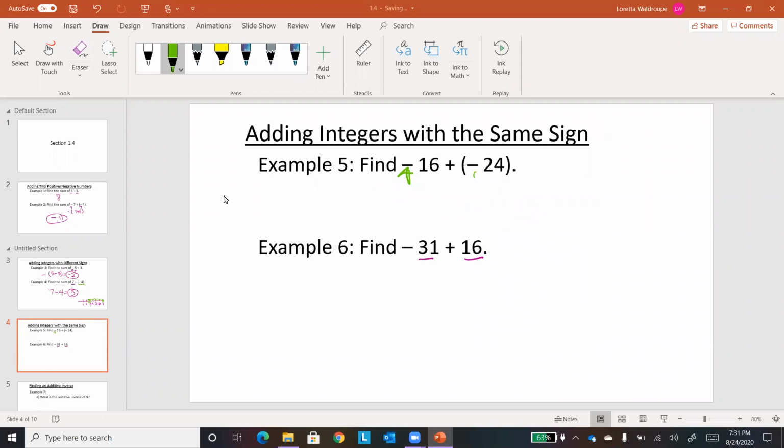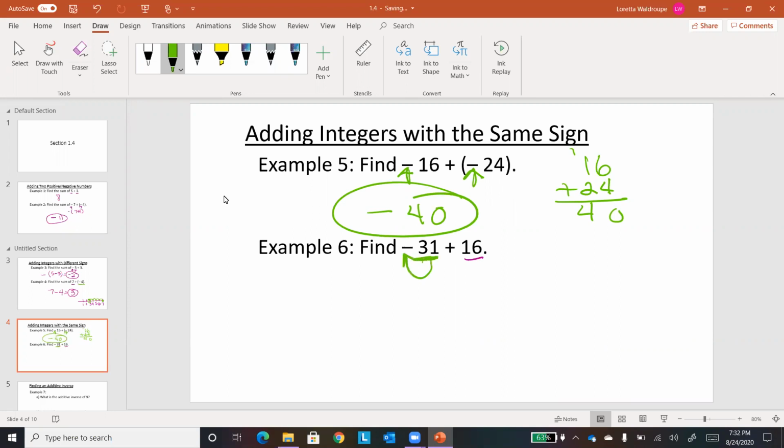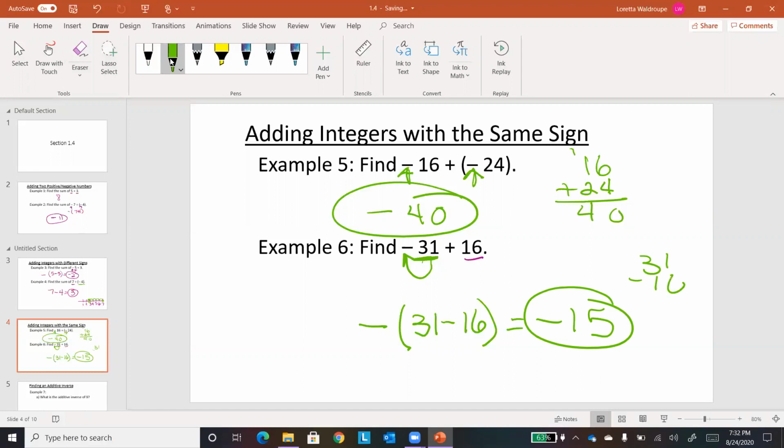Both negative. So my answer is negative, and I do 16 plus 24. Write it out and add it long ways if you have to, or punch it in that calculator. Okay? 31's bigger than 16, and it's negative. So my answer is negative, and I subtract my smaller from my larger. And I almost forgot my negative and my 1 there. If you need to, go to the side to subtract and do your scratch work, okay?